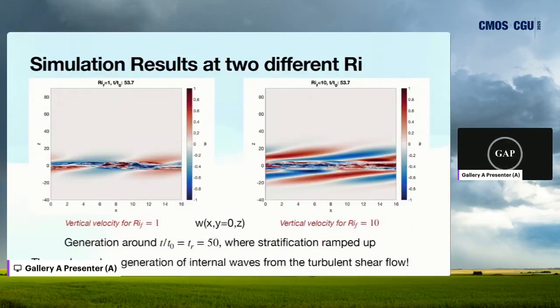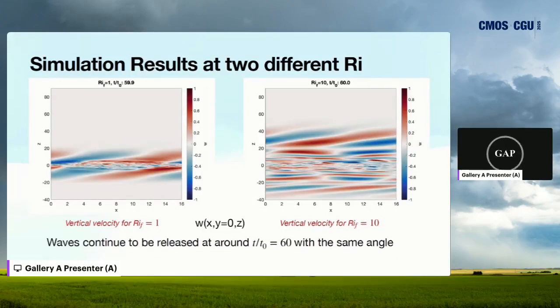That angle is roughly 45 degrees from the vertical, meaning that the frequency with respect to the buoyancy frequency of these waves is at about that 0.8 that we expected to see from laboratory experiments. And as we proceed further in time, the waves continue to be released at that angle, and we can clearly see these waves being generated from the shear flow.